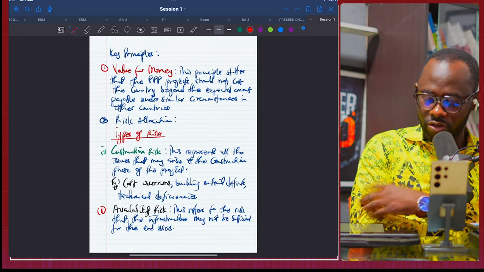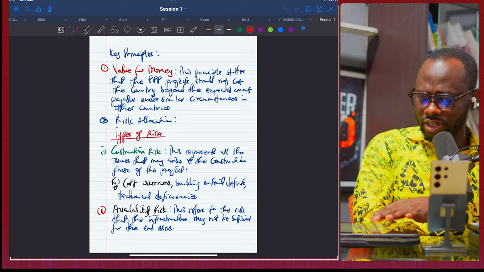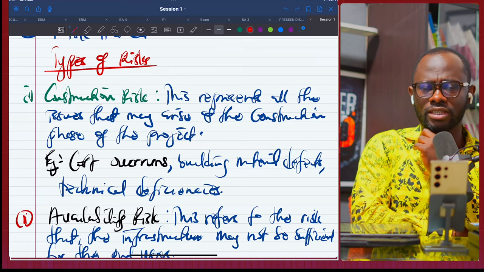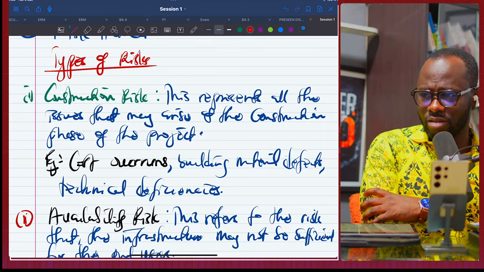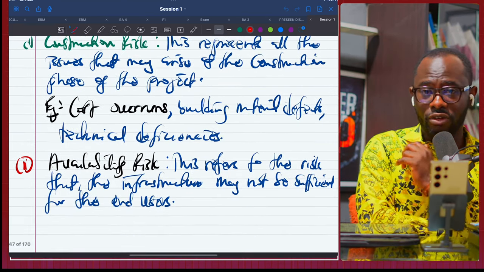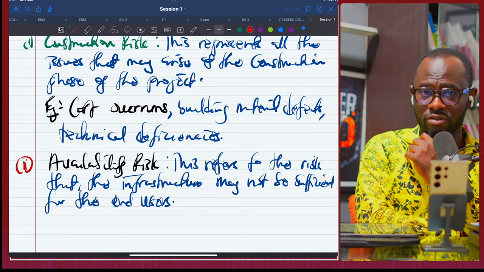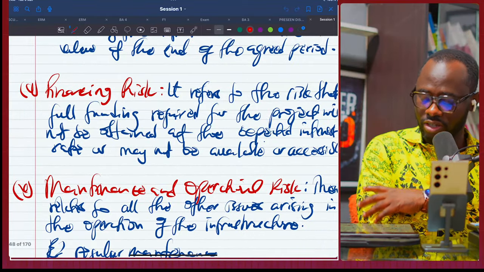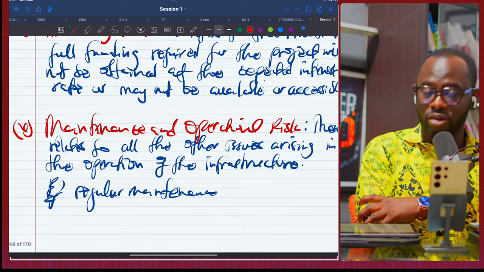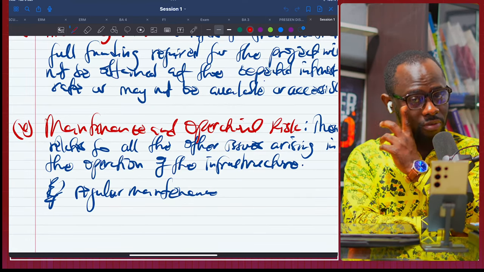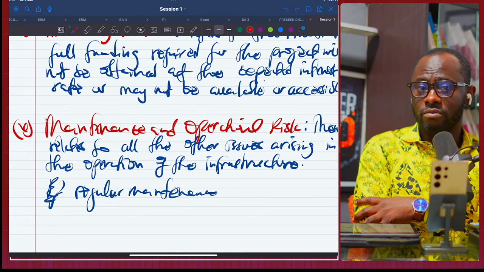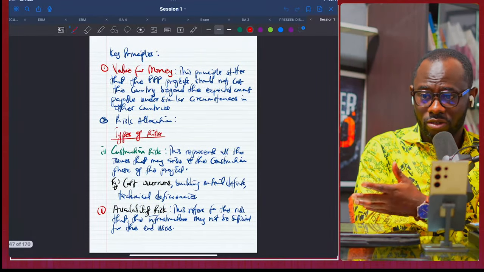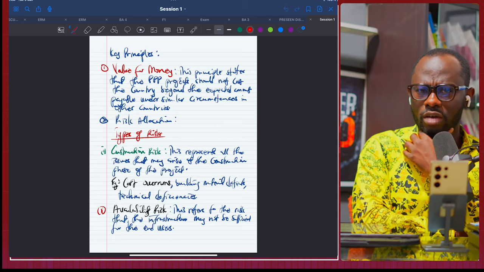Now, when it comes to the principles, I've told you there's a lot here the examiner can ask you. There is something that the examiner hasn't asked yet, and that is the risks, the types of risk. I think the examiner has not really done justice to that part, so you've got to be mindful of that as part of the things that you read. Construction risk, availability risk, demand risk, residual risk, financing risk, maintenance and operational risk. These are the types of risks in public-private partnership arrangements. So the examiner can ask you about that, so please make sure you go over that very well. Risk allocation is one of the principles under public-private partnership arrangement.